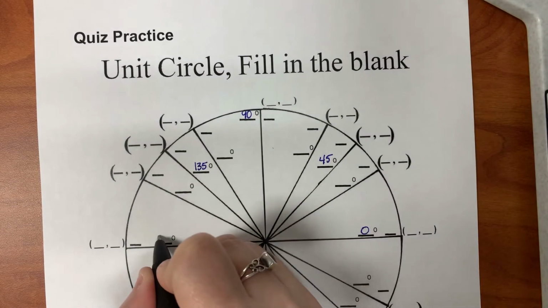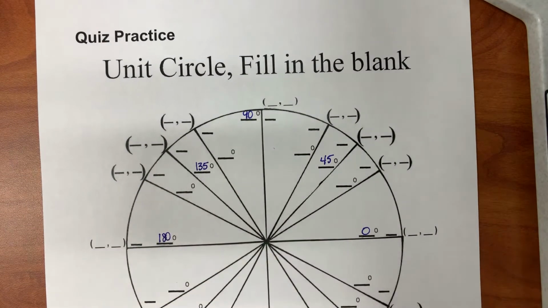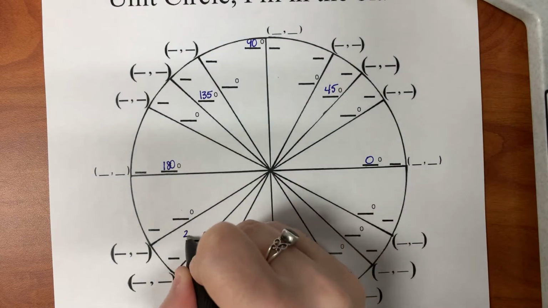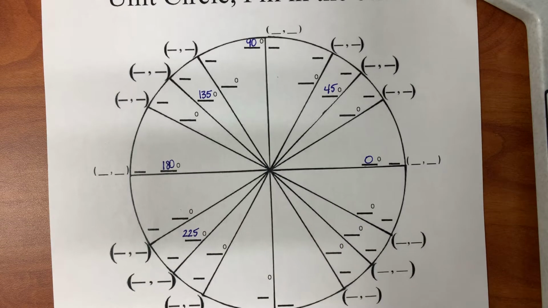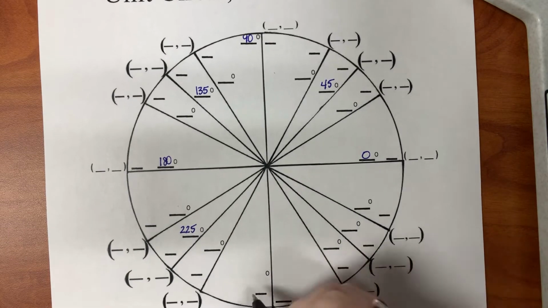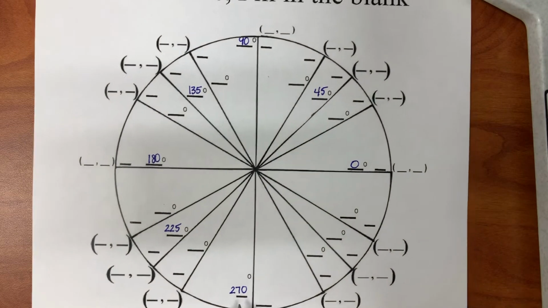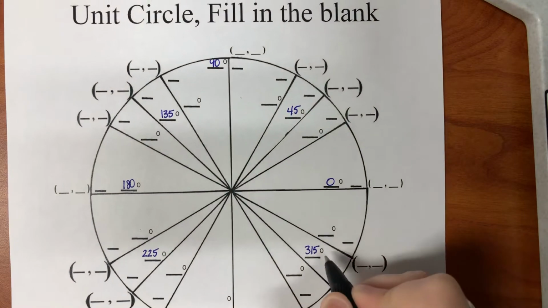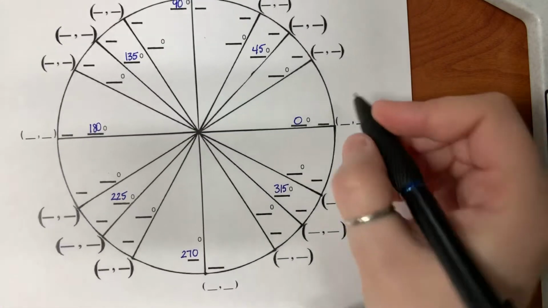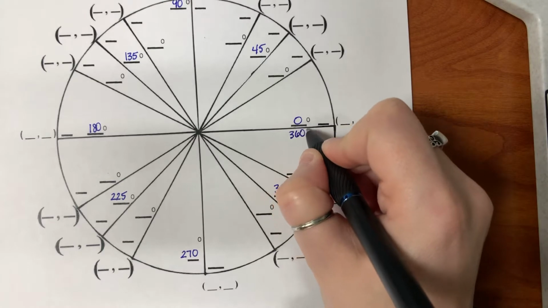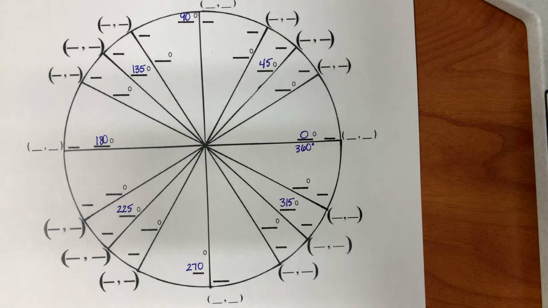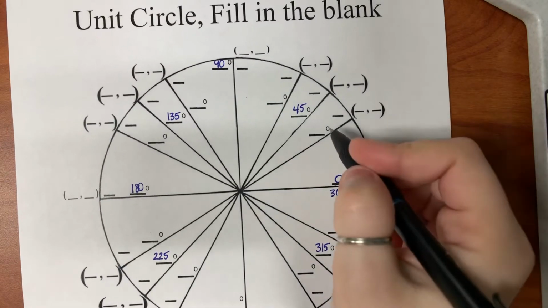135 plus 45 is 180. 180 plus 45 is 225. 225 plus 45 is 270. 270 plus 45 is 315. 315 plus 45 is 360, which is the same as 0. These are coterminal. All right, then I'm going to go through and do my 30/60s.